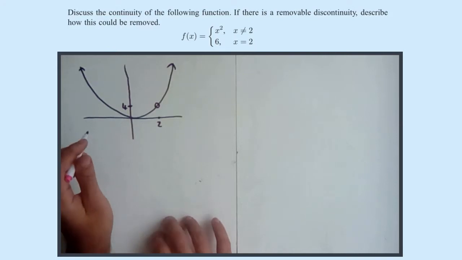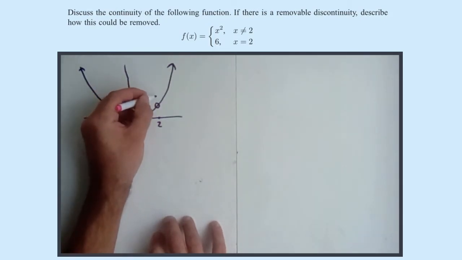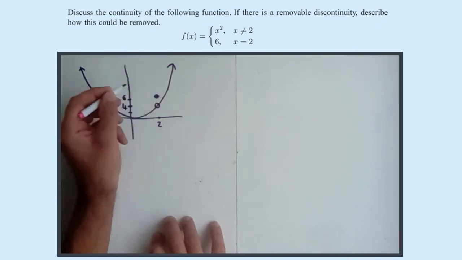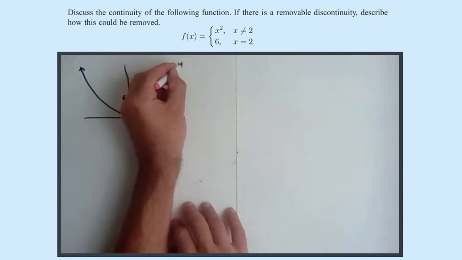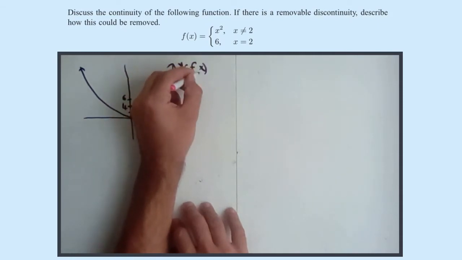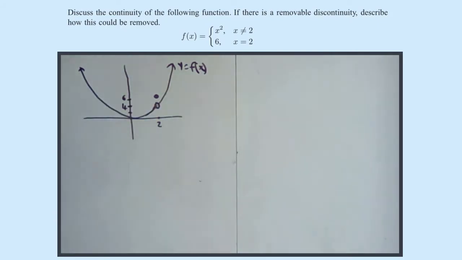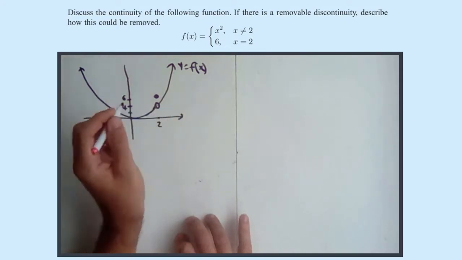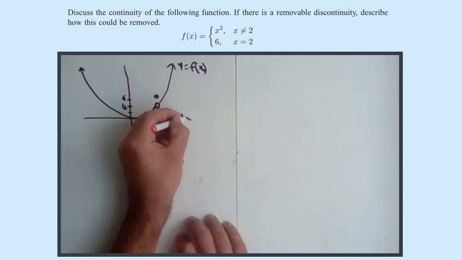So what that means is, terrible scale, but if that's 4, then that must be 2 and that must be 6 there. It actually is 6, so I need to have a filled in circle to recognize that that's included. So this is y equals f of x, and this is what the graph looks like. You have a perfectly normal x squared graph everywhere, but where x equals 2, you've just got this strange value that doesn't make sense.